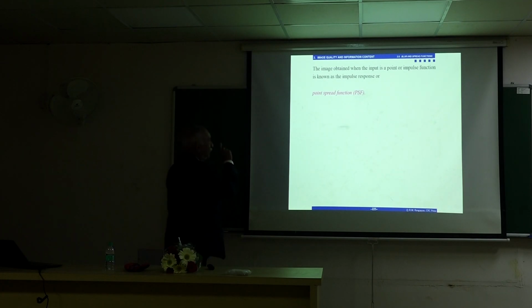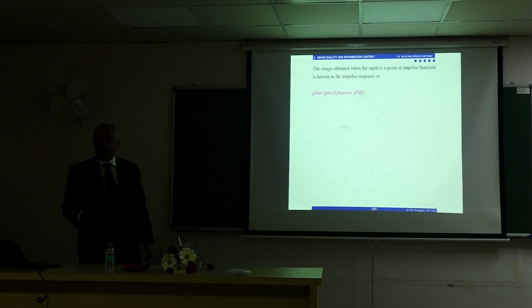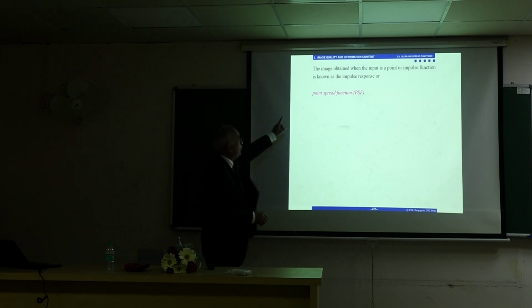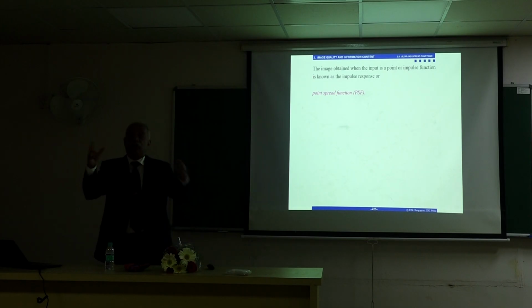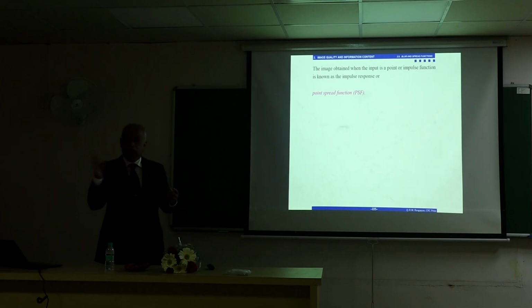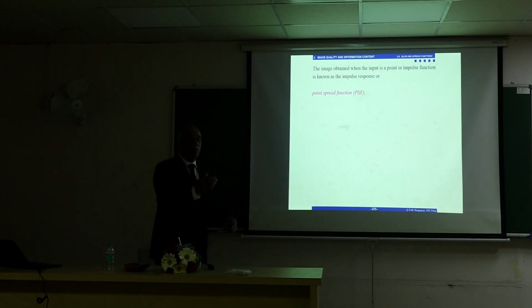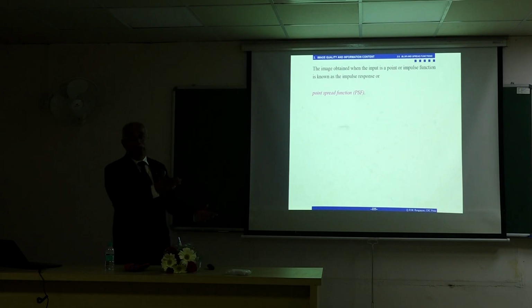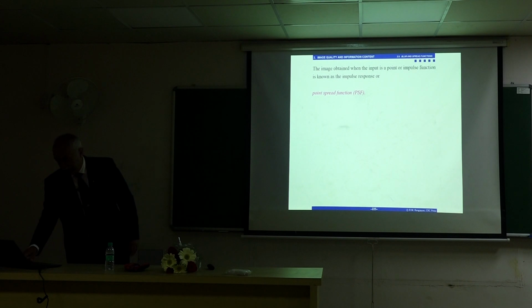The image obtained when the input is a point or impulse function is known as the impulse response, as in 1D system analysis, signals and systems. But in the case of images, it's called a point spread function. Spread happens in xy or xyz or how many other dimensions you have. If you have xyz time, then it is 4 dimensions. Spread can happen in multiple dimensions or not. You may have a 3D image, but the spread may be happening only in 2 dimensions, or maybe only in 1 dimension. In the case of a 4-dimensional image, xyz time. So that's a point spread function.